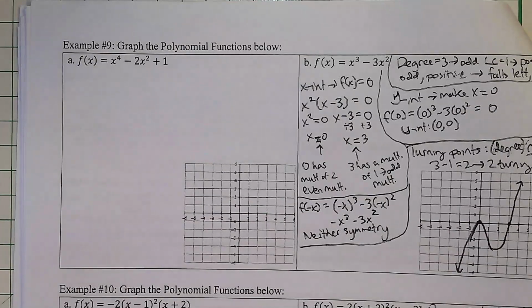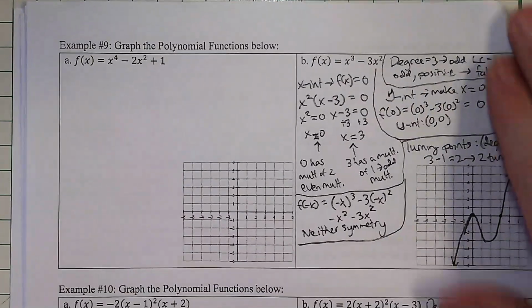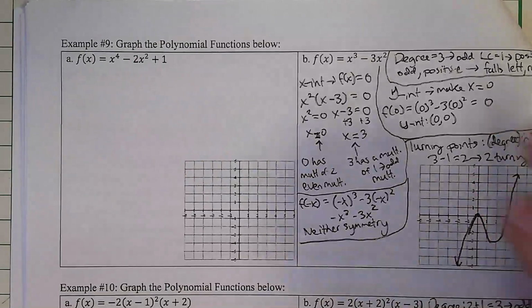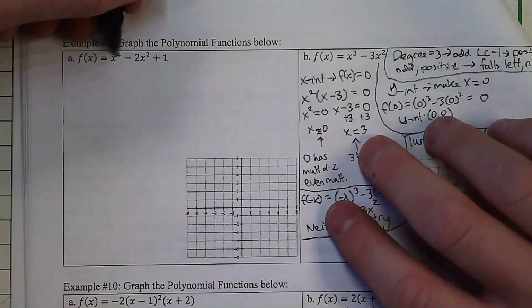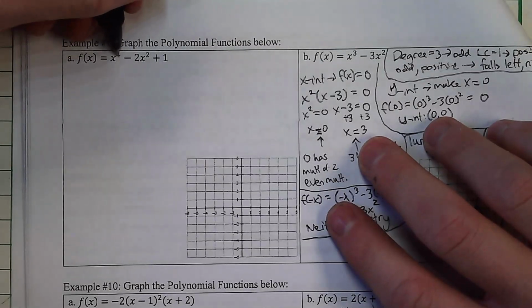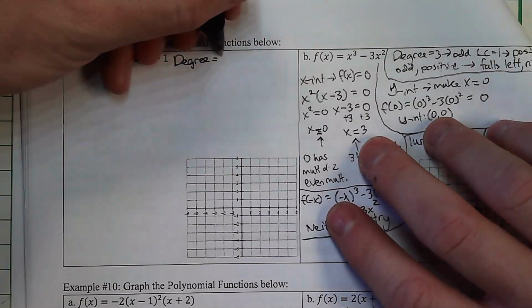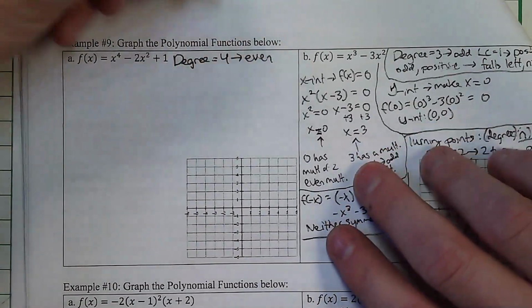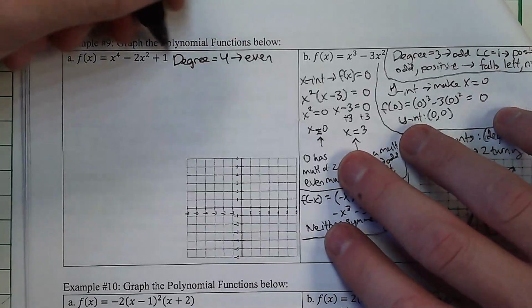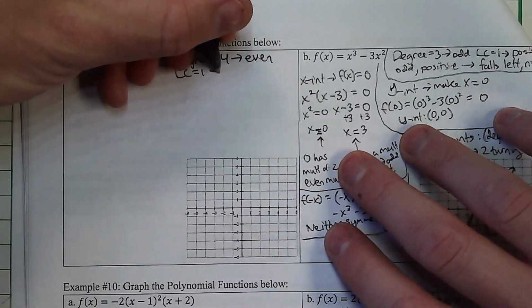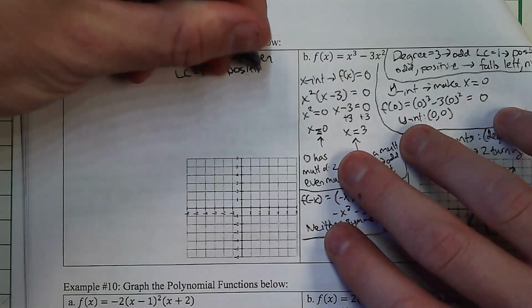Okay, this is where you are going to start cussing at me a little bit. I get it. All right, so now we're going to put everything together. Is this even or odd degree? This is even, so the degree is equal to 4, which is even. Is it positive or negative leading coefficient? LC is 1, it's positive, so it's an even positive.